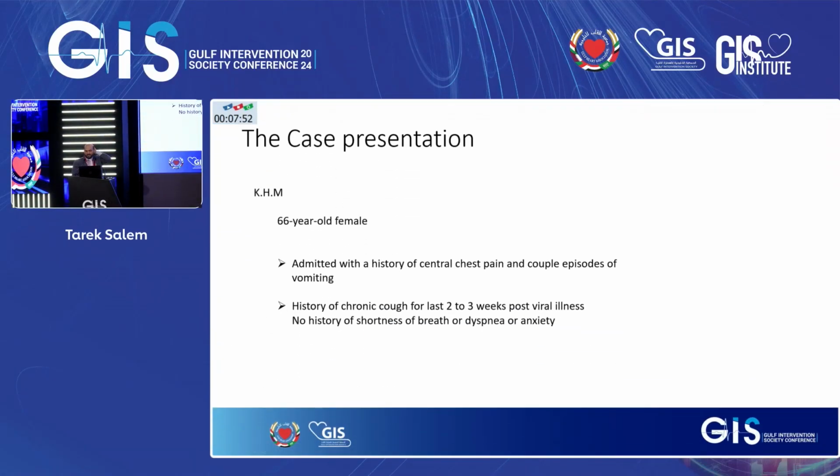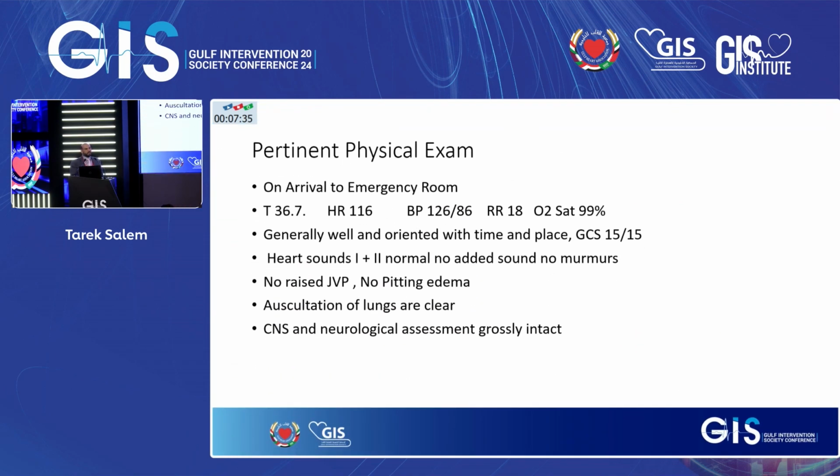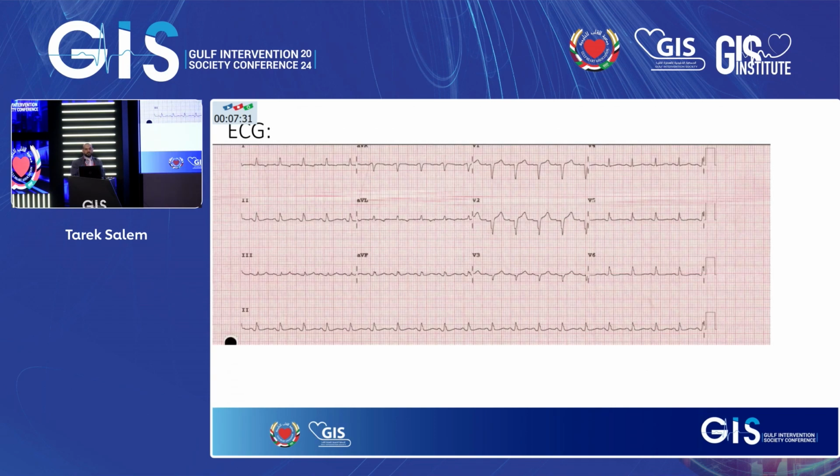I will present to you a 66-year-old female admitted to our center with chest pain and a couple of episodes of vomiting, followed by a history of 3 weeks of cough, non-productive, but viral illness, but no dyspnea. Her physical examination was entirely normal. And this is her 12-lead ECG, presenting in the emergency department with some changes in the anterior leads.